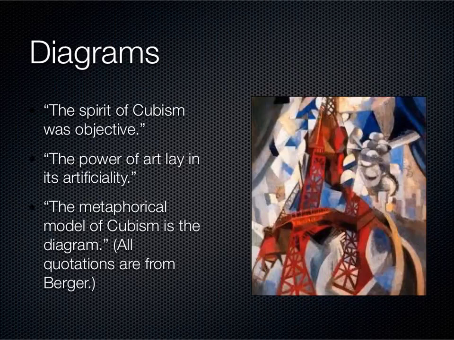So when Berger says that the spirit of Cubism was objective, he means that Cubist artists want to foreground that they have perspective, as a way of making clear the point of view embedded in their work. And when he writes that the power of art lay in its artificiality, he is addressing the Cubist belief that art should present itself as art, not as nature. When he says that the metaphorical model of Cubism is the diagram, he's getting at a certain scientific and objective reality they are trying to capture, a reality that has everything to do with modernity.